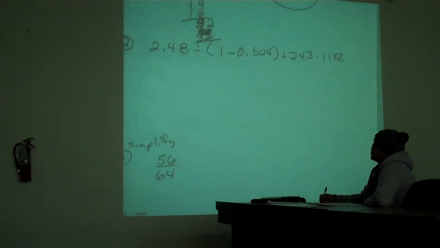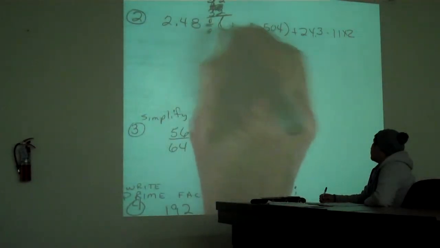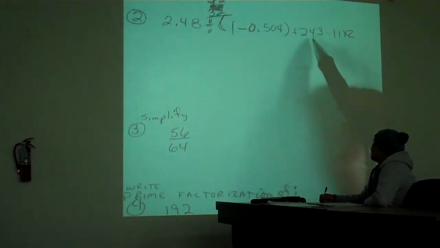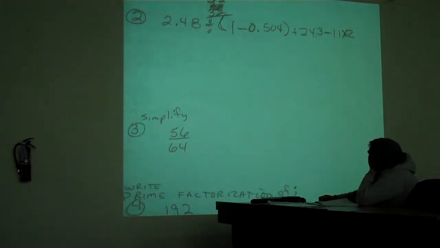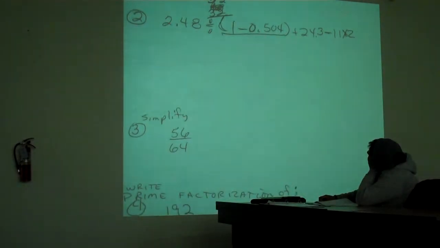Okay, number 2. 2.48 divided by 1 minus 0.54 plus 24.3 minus 11 times 2. What do we have to do first? Oh no, parentheses. 1 minus 0.504.